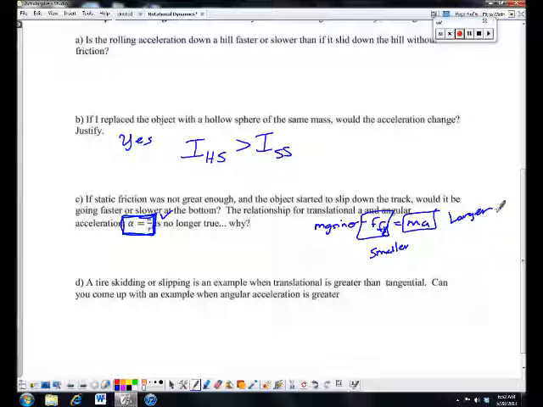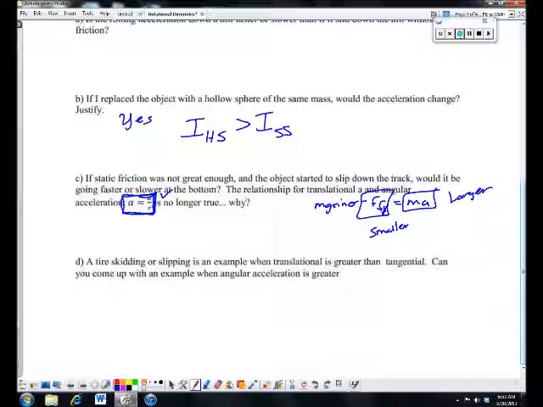The other way you think of it is by not rotating, more of the energy is transferred translationally. We'll talk a little bit more about energy transfers in class next block, but you can think of it as energy as well. A tire skidding or slipping is an example when translational is greater than tangential. Can you come up with an example where the angular acceleration is greater?